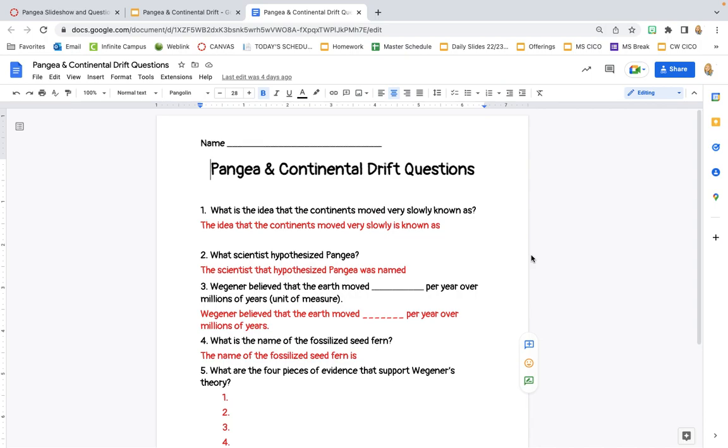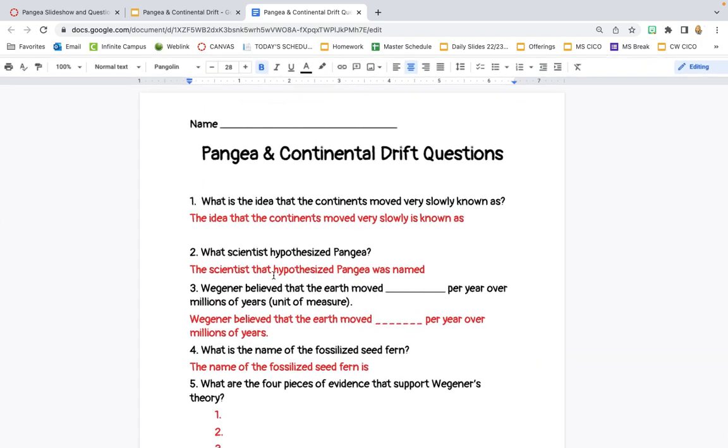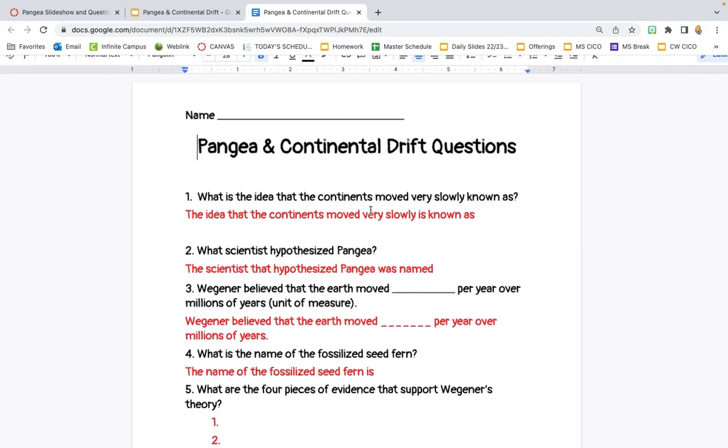Now, it might look like I've typed the answers for you, but I haven't. Really, what I did here was I wrote the sentence starters in for you so you can kind of get the hang of how I expect your questions to be answered. So we do expect complete sentences. It says, what is the idea that the continents moved very slowly known as? The idea that the continents move very slowly is known as.